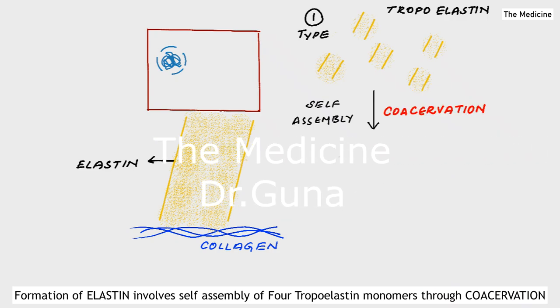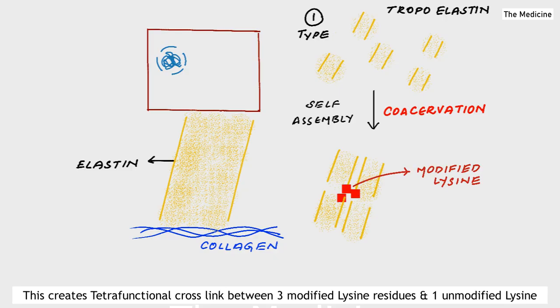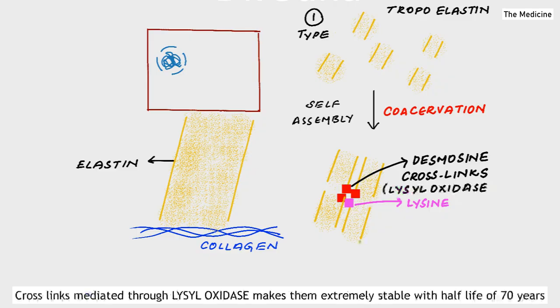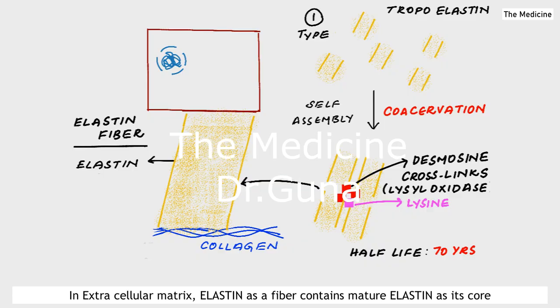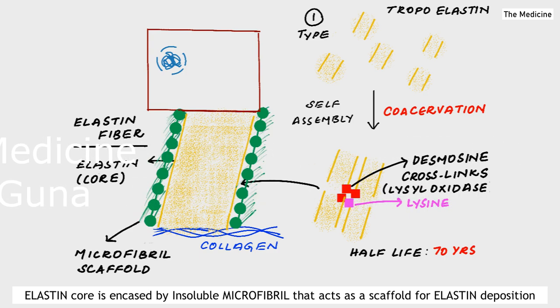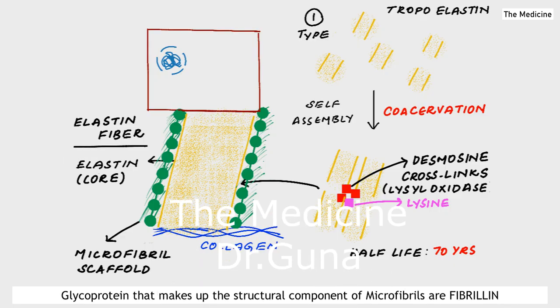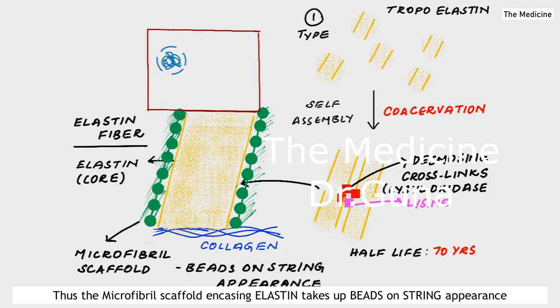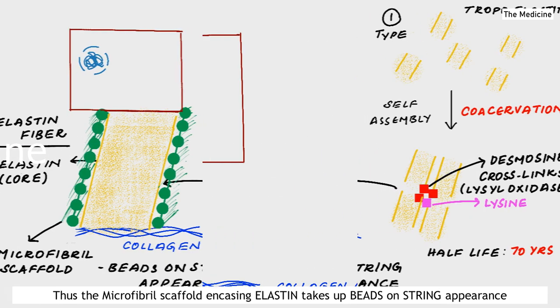Formation of elastin involves self-assembly of 4 tropoelastin monomers through coacervation. This creates a tetrafunctional crosslink between 3 modified lysine residues and 1 unmodified lysine, called the desmosin crosslinks. Crosslinks mediated through lysyl oxidase make them extremely stable with a half-life of 70 years. In the extracellular matrix, the elastin fiber contains mature elastin at its core. The elastin core is encased by insoluble microfibrils that act as a scaffold for elastin deposition. The glycoprotein that makes up the structural component of microfibrils is fibrillin. Thus, the microfibril scaffold encasing elastin takes a beads-on-string appearance.